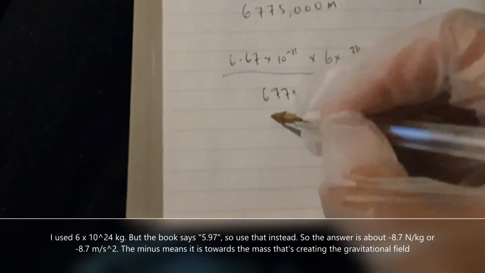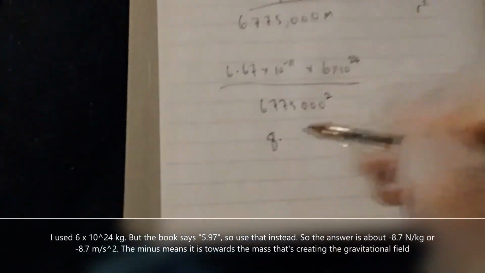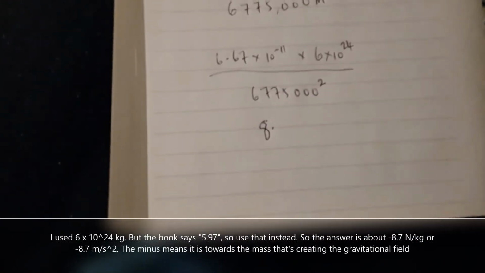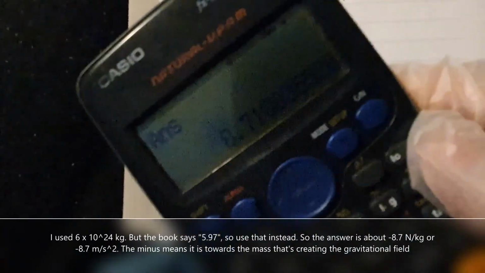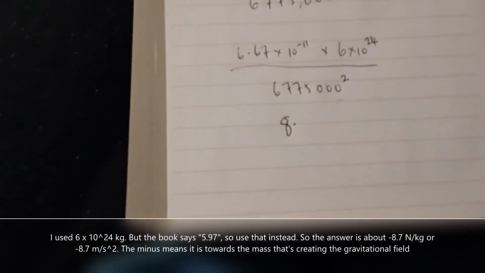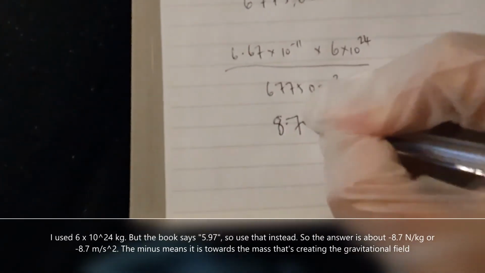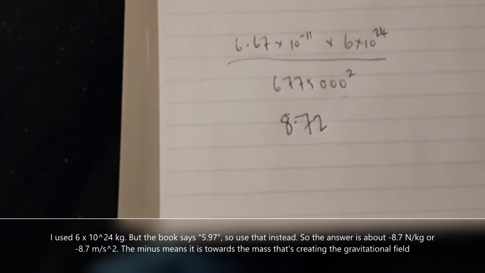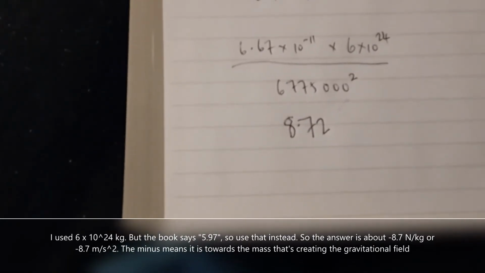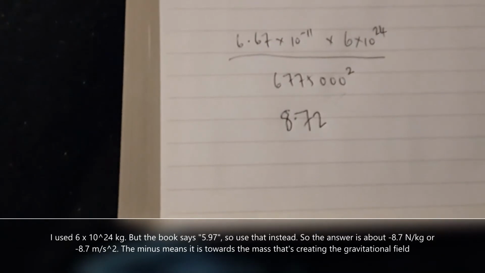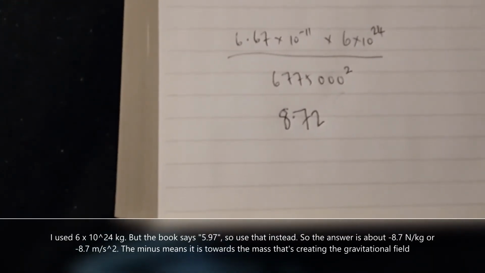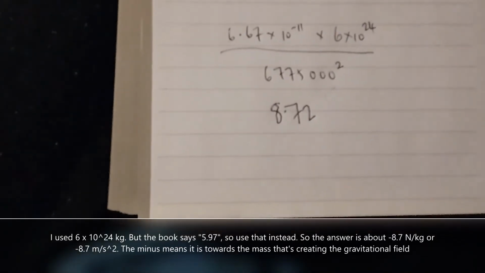So the answer was 8.72. Now, if you used the mass that was given, 5.97 times 10 to the 24, you would have got 8.67.